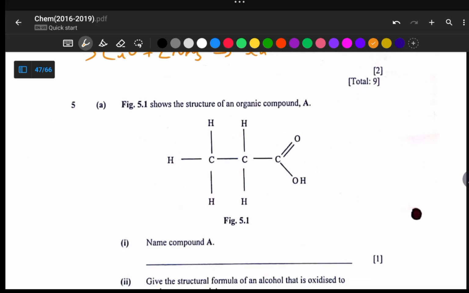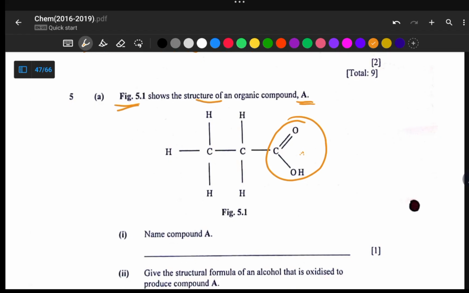So number 5 says Fig 5.1 shows the structure of an organic compound A. So this is the organic compound. It is a carboxylic acid because of this functional group. And then name the compound. So we are having 1, 2, 3, so we are having 3 carbon atoms, meaning it is propanoic acid.